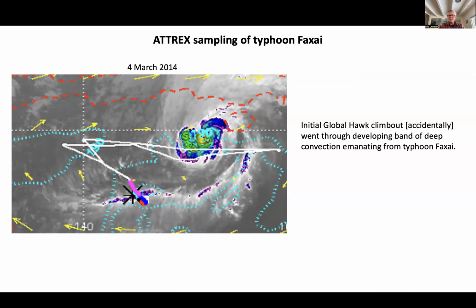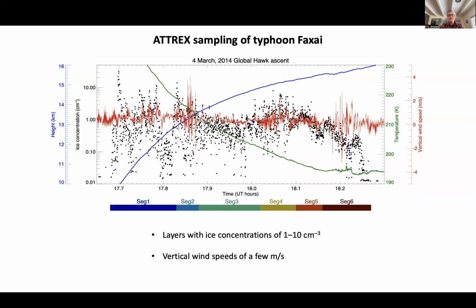So we climbed up right through this band of convection, as you'll see. So this is a time series over about half an hour here. The blue is the altitude, showing the climb out from about 10 to 16 kilometers. Green is the temperature, so 230 down to about 195.